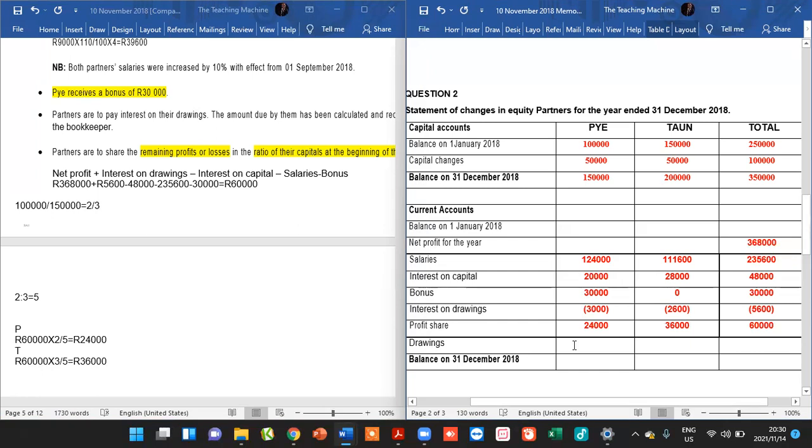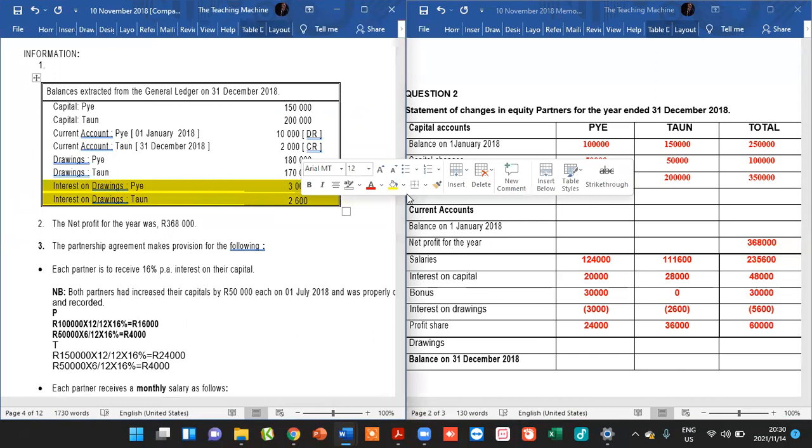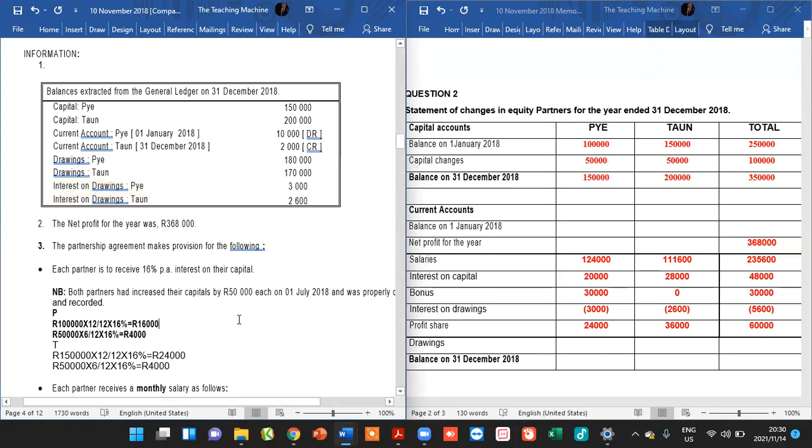All right, what's next? Drawings for P, 180,000, also in brackets, because drawings and interest on capital affect the partner's current account negatively. But drawings are not taken into account when we work out the remaining profit, only interest on drawings. Then 170,000, so it's 180 plus 170.